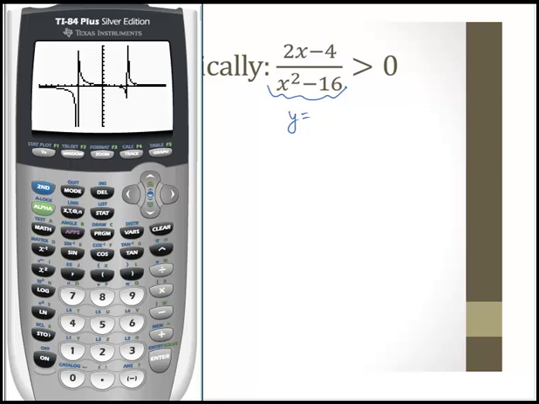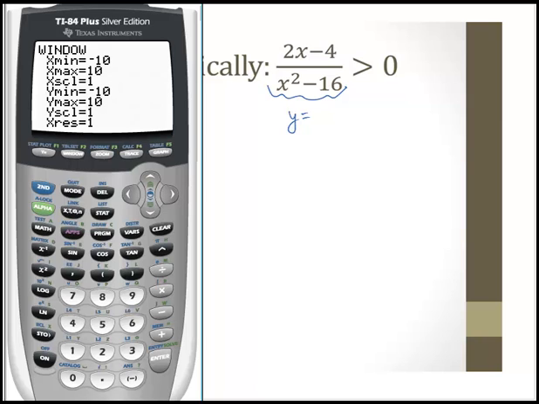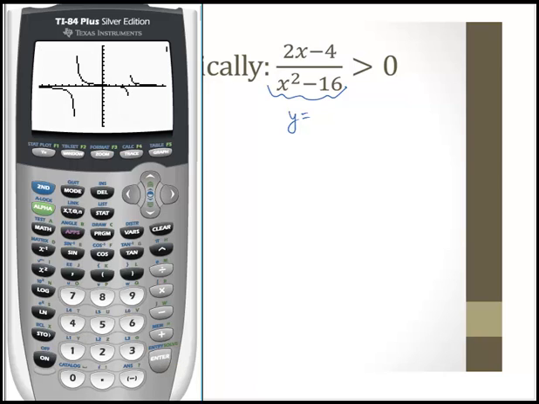So let me adjust my window a little bit. I'm going to change my window to negative 9.4 to 9.4 to get a nicer picture. All right, so I can see the asymptotes. And let me find that x-intercept. The x-intercept appears to be somewhere between 0 and 3. Let me calculate that x-intercept.